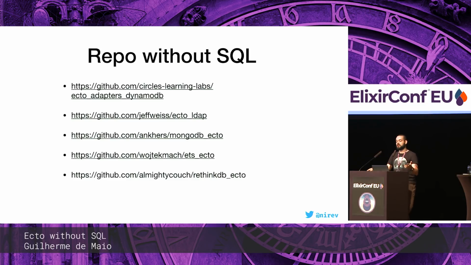For example, you have the DynamoDB adapter, which is a key-value store. Then you have Ecto LDAP, and that one I think is pretty interesting because I never thought about querying LDAP with Ecto. Then we have MongoDB Ecto, which may be official or semi-official, and it's not SQL. Actually, MongoDB Ecto was the reason some stuff appeared in Ecto later. Then I also found an old test, I think three years old, of implementing an Ecto adapter for ETS, so you could have an in-memory database, and also for RetainDB.